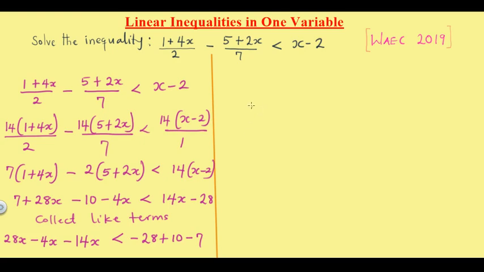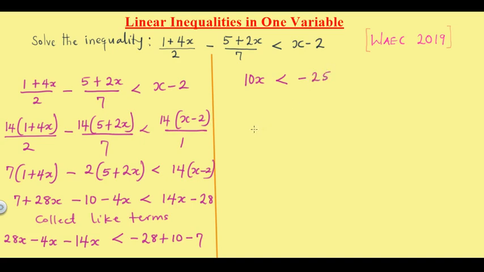So from here, 28x minus 4x minus 14x should give us 10x, less than this. Subtract 7 from 10, you are left with 3. Add 3 to negative 28, we are left with negative 25.